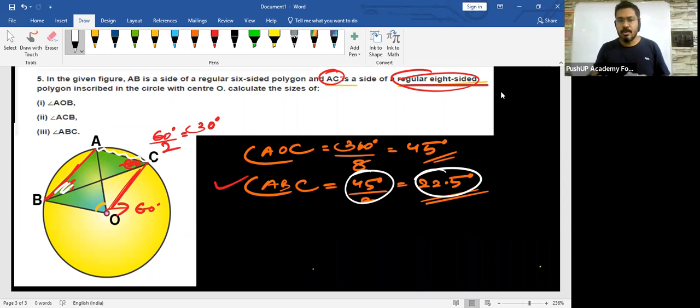So children, in tomorrow's session, we will be solving more sums based on this property, where the chord is the side of a regular polygon. More sums we will solve in this exercise. After that, we will be learning the properties of tangents and chords. Hardly two properties you will find, very simple they are. I'll teach you two properties in tangents and chords, and then you can solve the entire exercise.